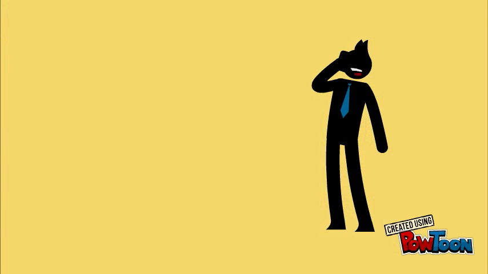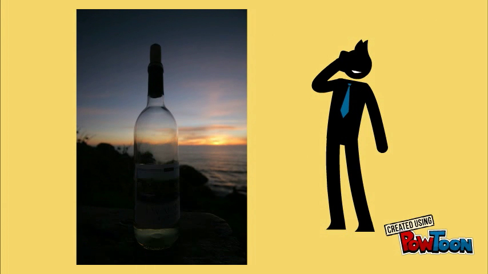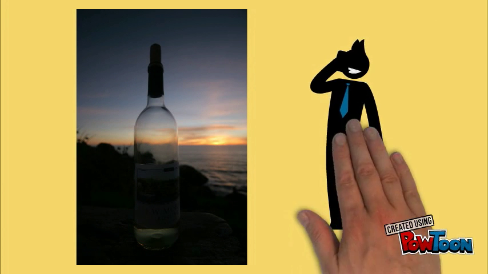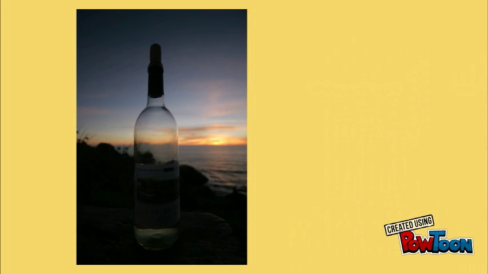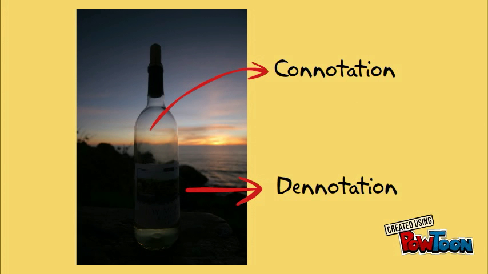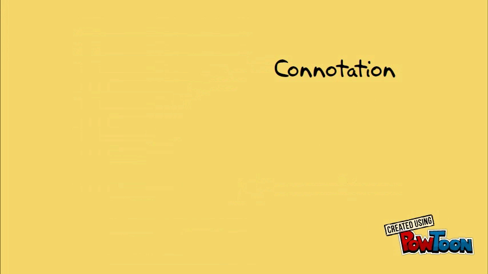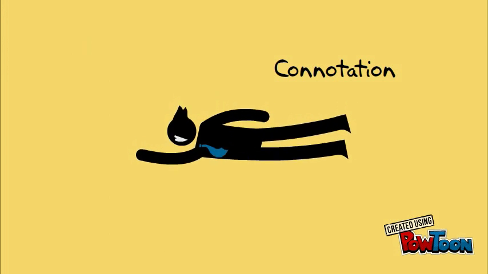Finally, we see what we would describe the bottle as to someone else, i.e., a glass bottle, drawing no inferences from it whatsoever. The most important two parts to the image, or in this case, the bottle of wine, are connotation and denotation. Connotation refers to what the image means to us, subconsciously, the subliminal message.